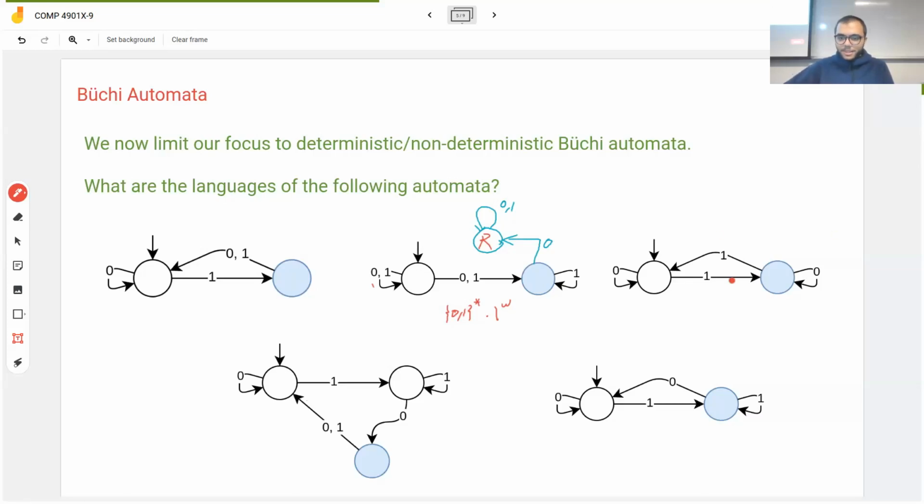Nice. How about this one? All the number of ones. What do you mean? Oh, infinite number of ones. An infinite number of ones. So you say this is the same as the first one? Oh no, not really.